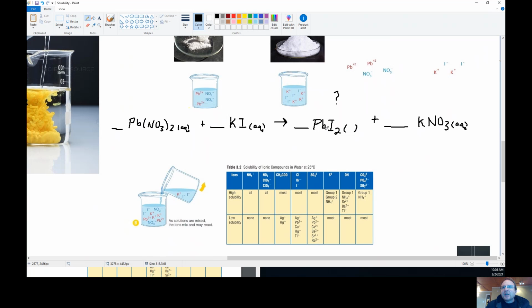Looking for lead and iodine in the top here, again, focus on the top. Do we see any lead? No, not up here, but I do see iodine. Oh, most things are soluble. Oh, so nothing's going to happen. Oh, wait. Oh, lead, low solubility. This indeed will form a solid, will form a precipitate.